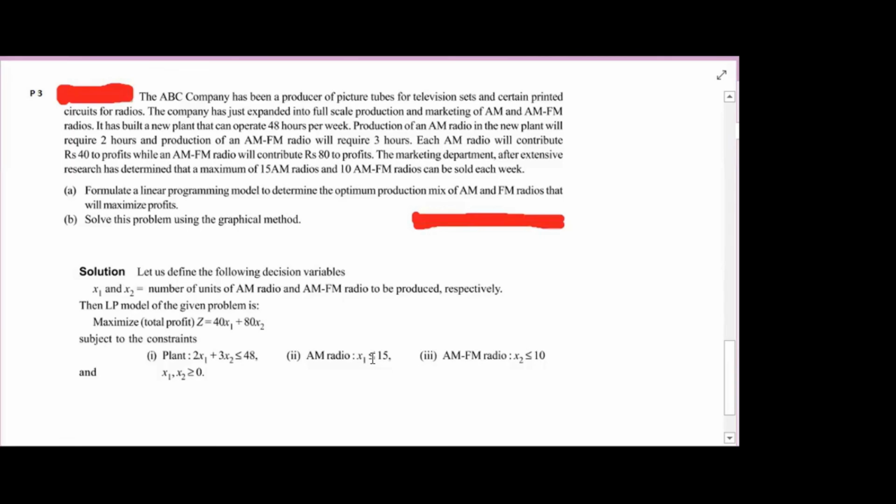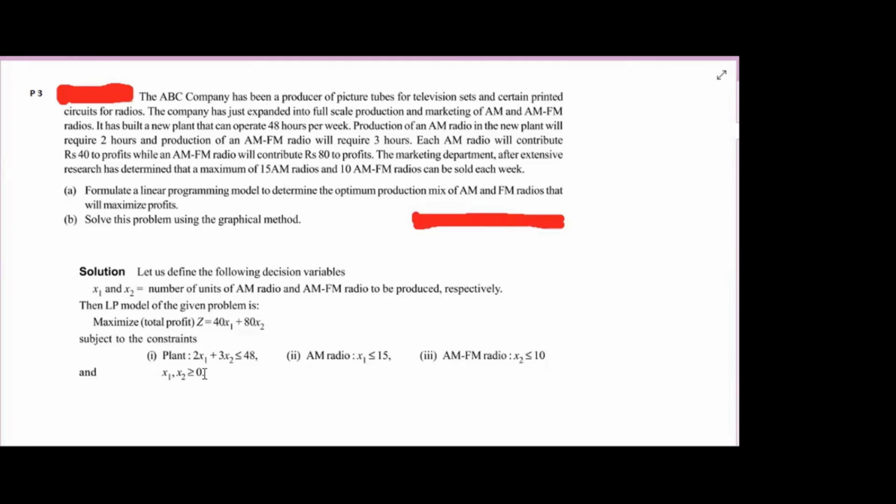And other constraints are AM radio x1 should be less than or equal to 15, right? And AM FM radio x2 should be less than or equal to 10. And this is the maximum amount that can be sold per week. And finally, x1 and x2 have to be greater than or equal to 0, because the basic variables should be non-negative in nature. That's all. This is the way to formulate any linear programming problem into standard form.